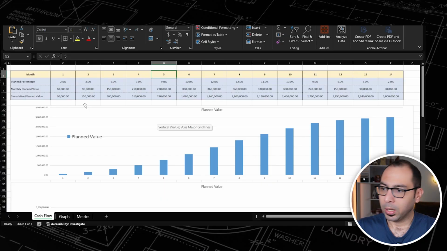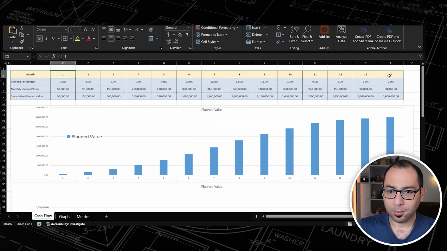So the first part we want to cover here is the planned value. And I have a project, and the duration for this project, as you can see, is 14 months. So I have from month number 1 up to month number 14. And for each month, I have a planned percentage here. And actually the planned value is what?